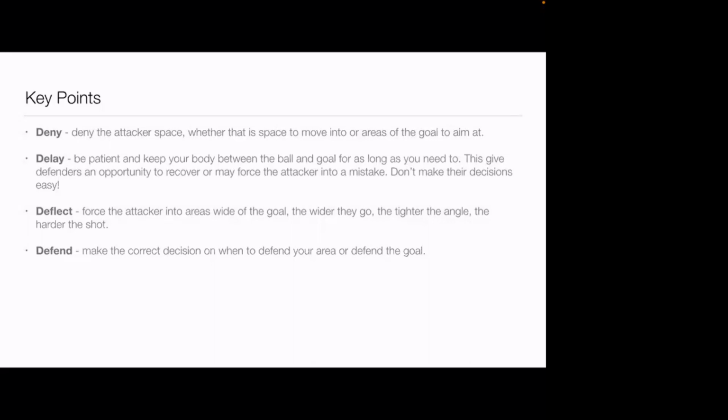And defend. So make the right decisions on when to defend your area and when to defend the goal. So going back to what we've talked about before, that's about the pace, the direction of the attacker. It's about whether they're in control of the ball, not in control of the ball, taking heavy touches, or inside the area, outside the area. So they're the things there that you want to think about.